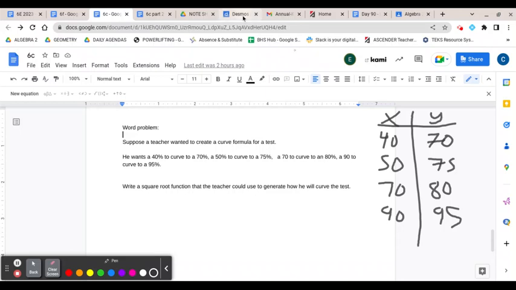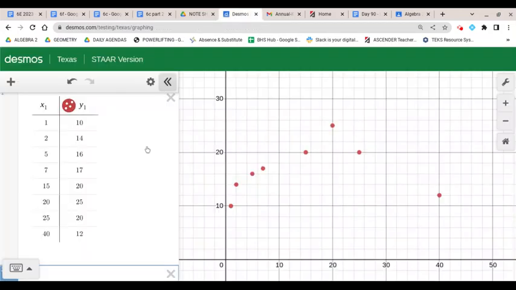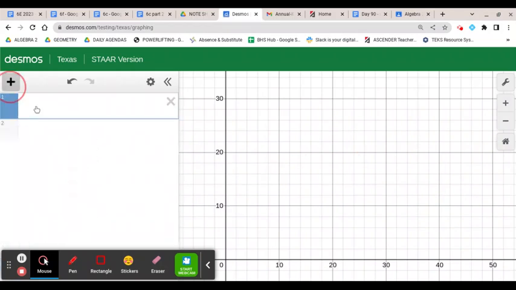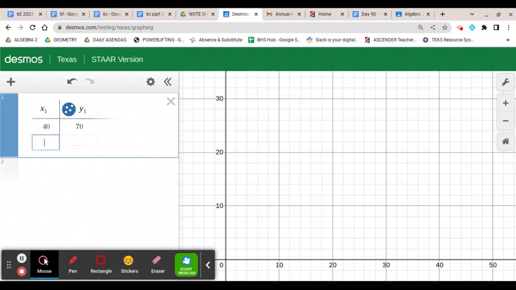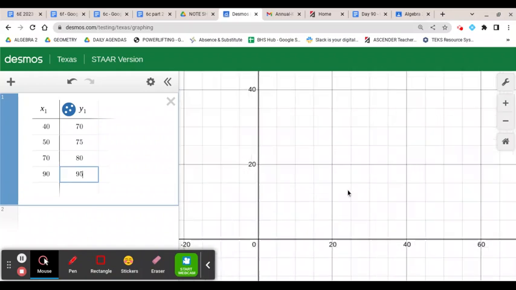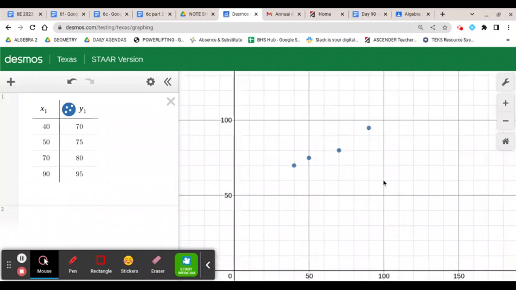All right, so we come over here to our calculator, and I'm going to clear this. So we'll make our table. So 40 goes to a 70, 50 goes to a 75. Trying to do this from memory here. 70 to an 80, and a 90 to a 95. All right, so we have this thing that kind of looks like this. I don't know if it's a perfect thing, but we're trying to find the equation of a line that kind of best fits through this right here, okay?